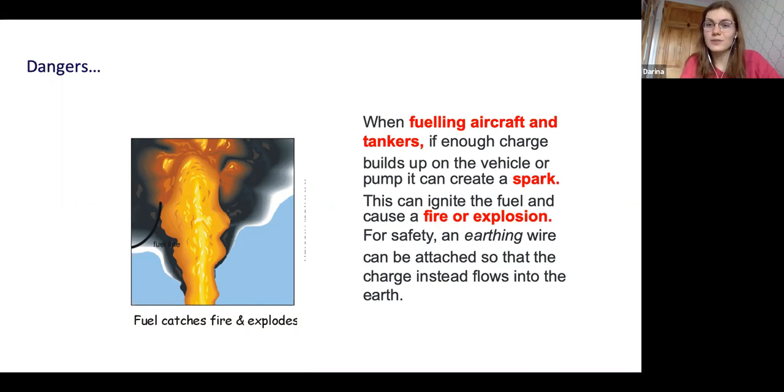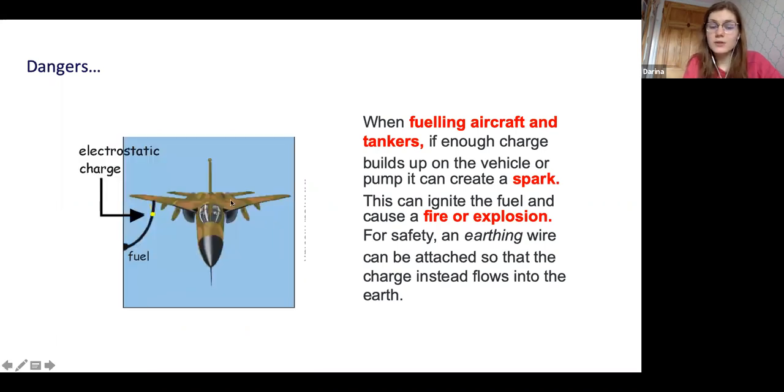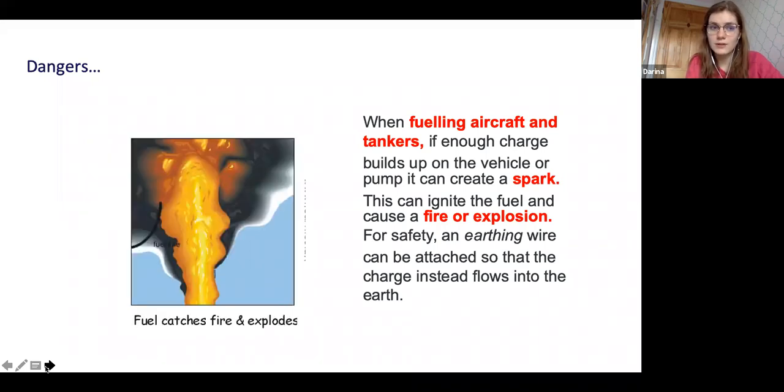Right, great. So we've got some people suggesting put an earth wire. Exactly right. Remember, earth wires take excess charge down to earth. So if we have an earth wire on that fuel line, the electrostatic charge will never build up, and we will never have this spark causing the ignition. So fuel lines always have earth wires connected to them. So we never have this buildup of static electricity.